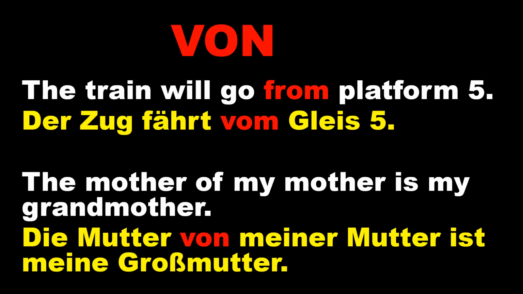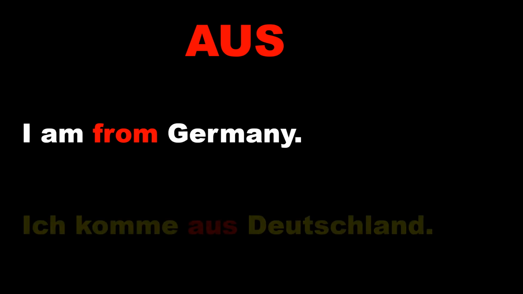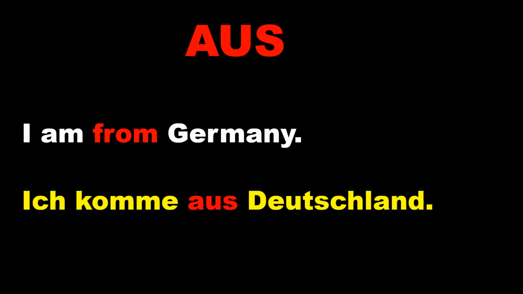Let's go ahead. The next one is aus. Let's take one of the examples. I am from Germany. Very simple sentence. All of us, when we introduce ourselves, we tell from which land we came. So, a very simple sentence we have used here. I am from Germany. Ich komme aus Deutschland. From, that is the preposition, and in German, aus. Aus Deutschland.